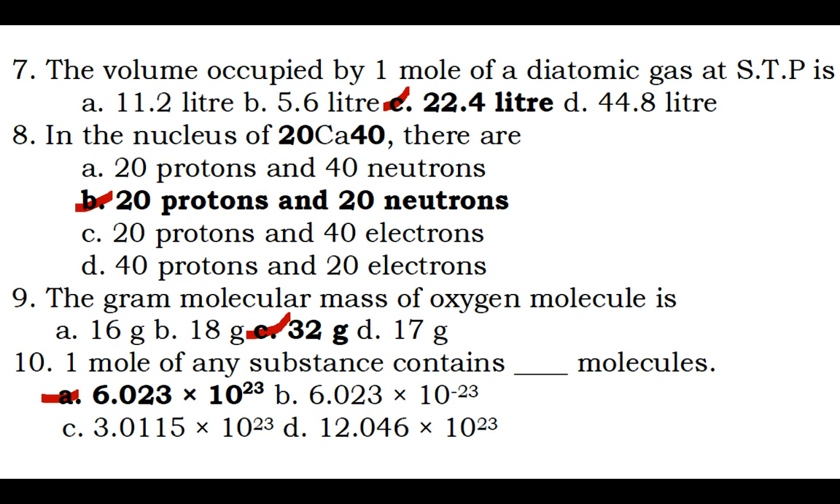Question number 10. 1 mole of any substance contains dash molecules. Option A, that is 6.023 × 10^23.